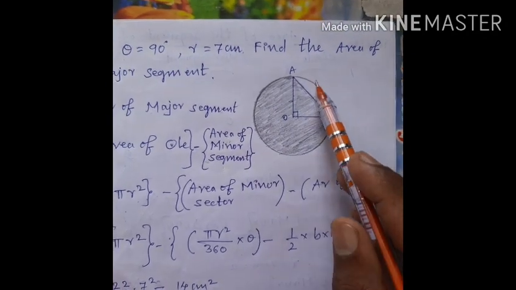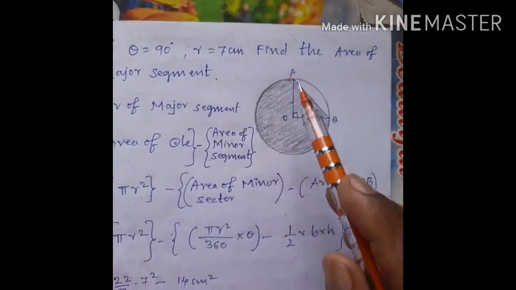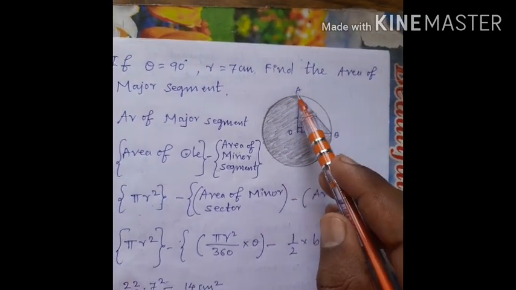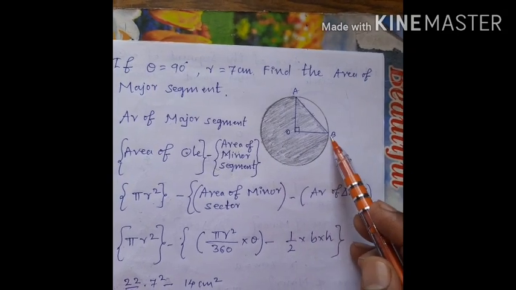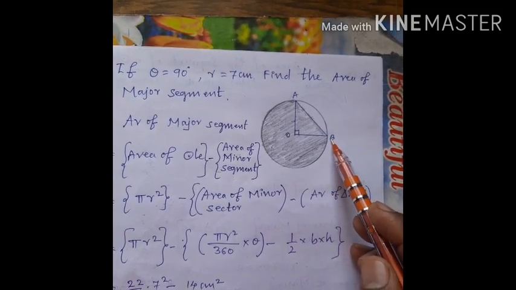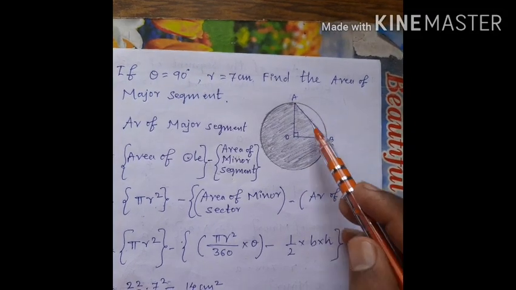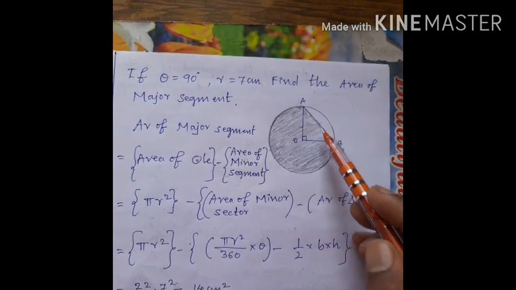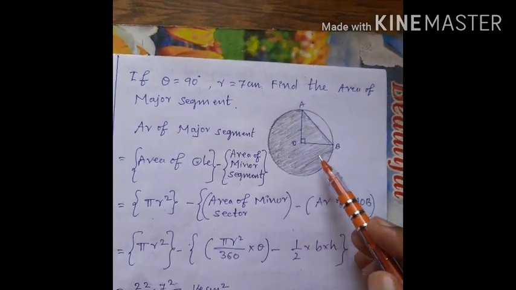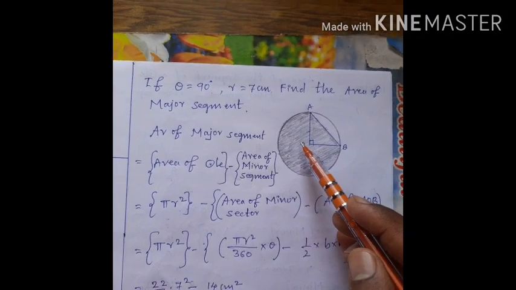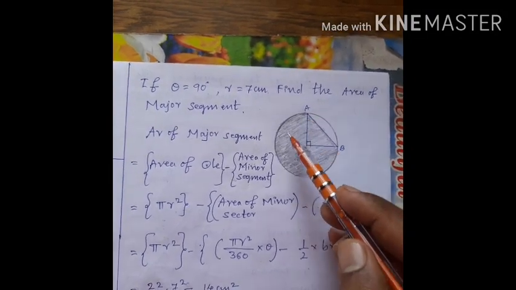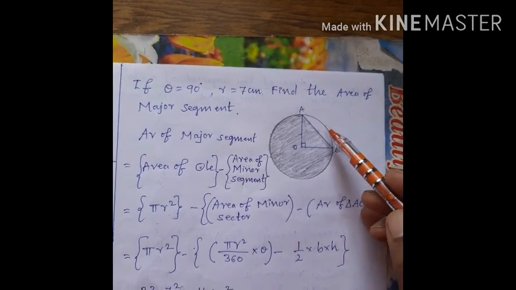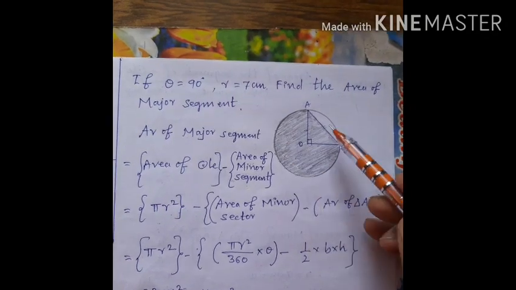See here, children, this is one full circle and here OB and OA are two radii, right? And this AB is the major arc. So this chord AB and this major arc AB make the major segment. I have to find out the area of this major segment. But see here, children, in the entire circle, if you subtract the area of this minor segment, then you will get the area of the major segment.